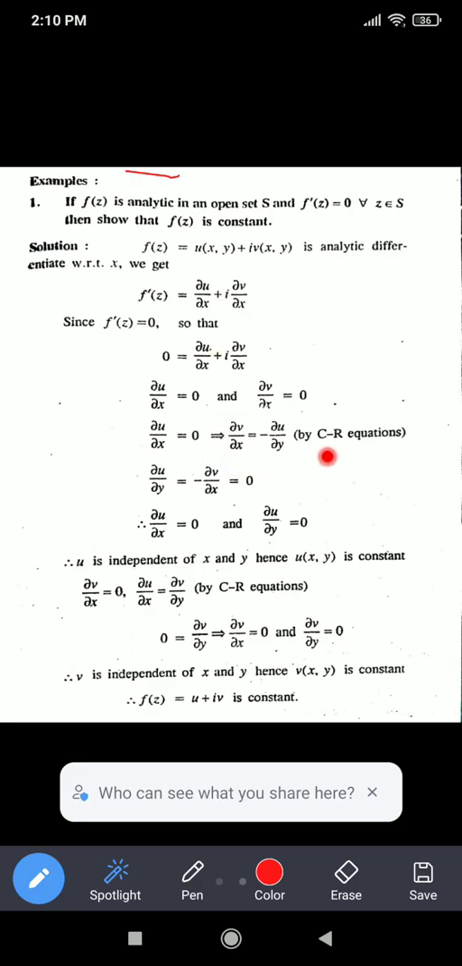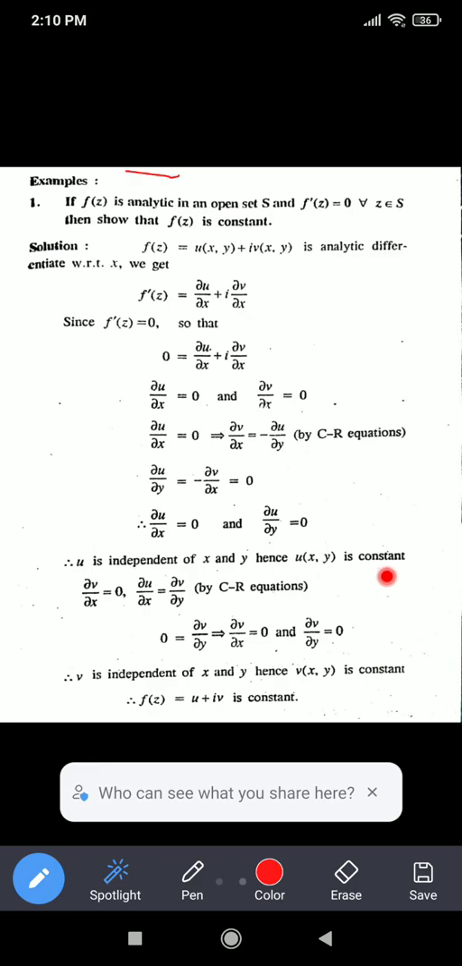By using the CR equation, dou v by dou x is equal to minus dou u by dou y. We know the value of dou v by dou x is 0, so put this value, then dou u by dou y is also 0. Therefore, dou u by dou x is equal to 0 and dou u by dou y is also 0. Therefore, the real part u of x comma y is independent of x and y. Hence, u of x comma y is constant.